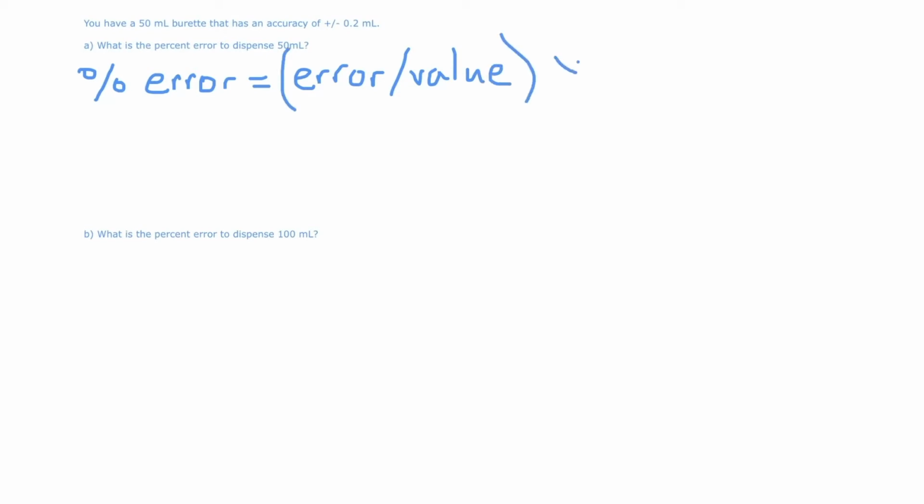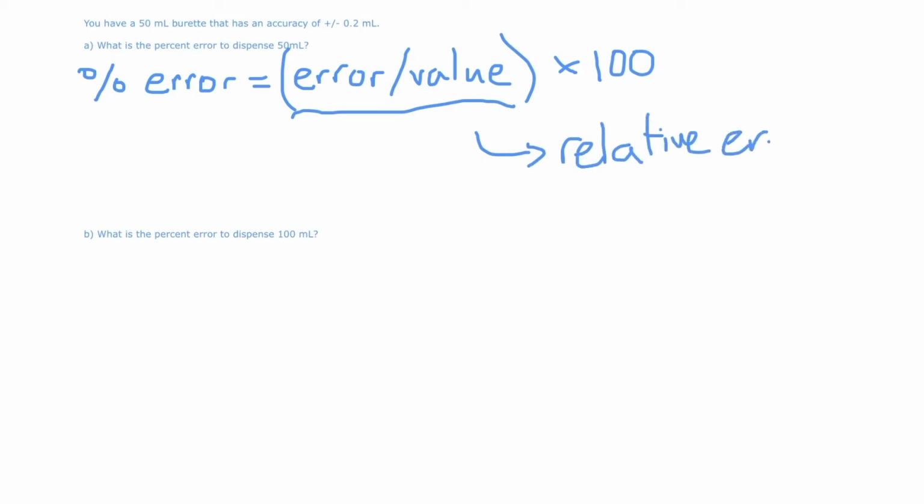In the last video on this topic, we found that the percent error formula is equal to the error, or the absolute error, divided by our measured value, and it's this quantity times 100. And we deduced that this error divided by value term is actually the relative error, and we discussed that in length in the last video. We can just get rid of that real quick. Okay, so the percent error to dispense 50 milliliters.